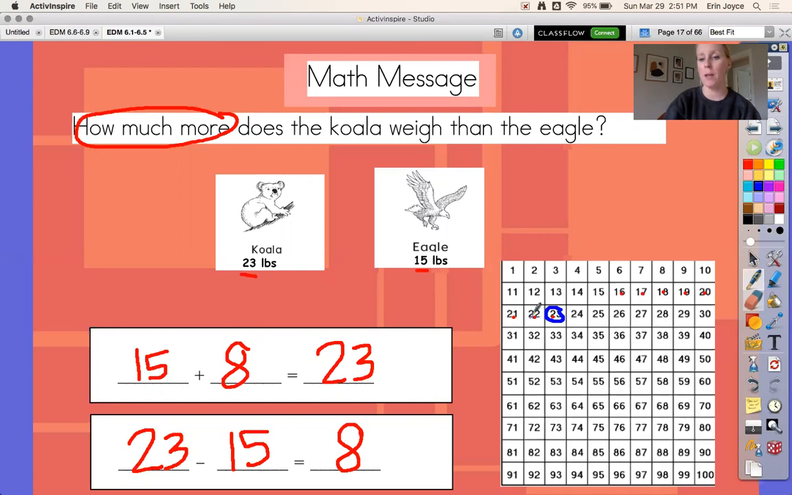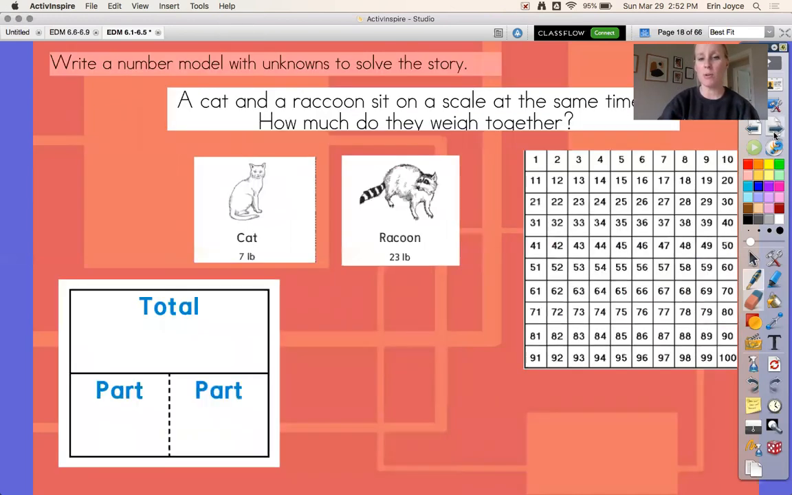Watch me. 1, 2, 3, 4, 5, 6, 7, 8, 9, 10, 11, 12, 13, 14, 15. Notice where I land. That last number I say is what my answer is. So my answer is 8. Okay?